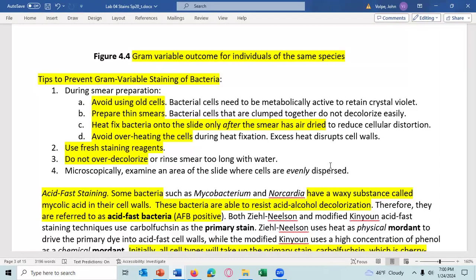Use fresh reagents, and then do not over decolorize, because if you over decolorize your cells, you will begin to pull out the crystal violet iodine from the gram positive cells. If you over decolorize with the gram negative cells, I guess it doesn't matter, but it does matter if you have gram positive cells.